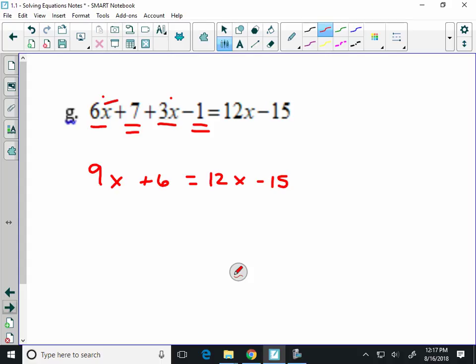We'll have x's on the other side. So whatever way works for you. If you want to move the 12 over, that's fine. I like moving the little one over just to keep things positive. How are we going to move that 9x over? Subtract it. Very good. It's positive, to move it over we're going to make it negative. So we get 6 is equal to 12x minus 9x is 3x minus 15.